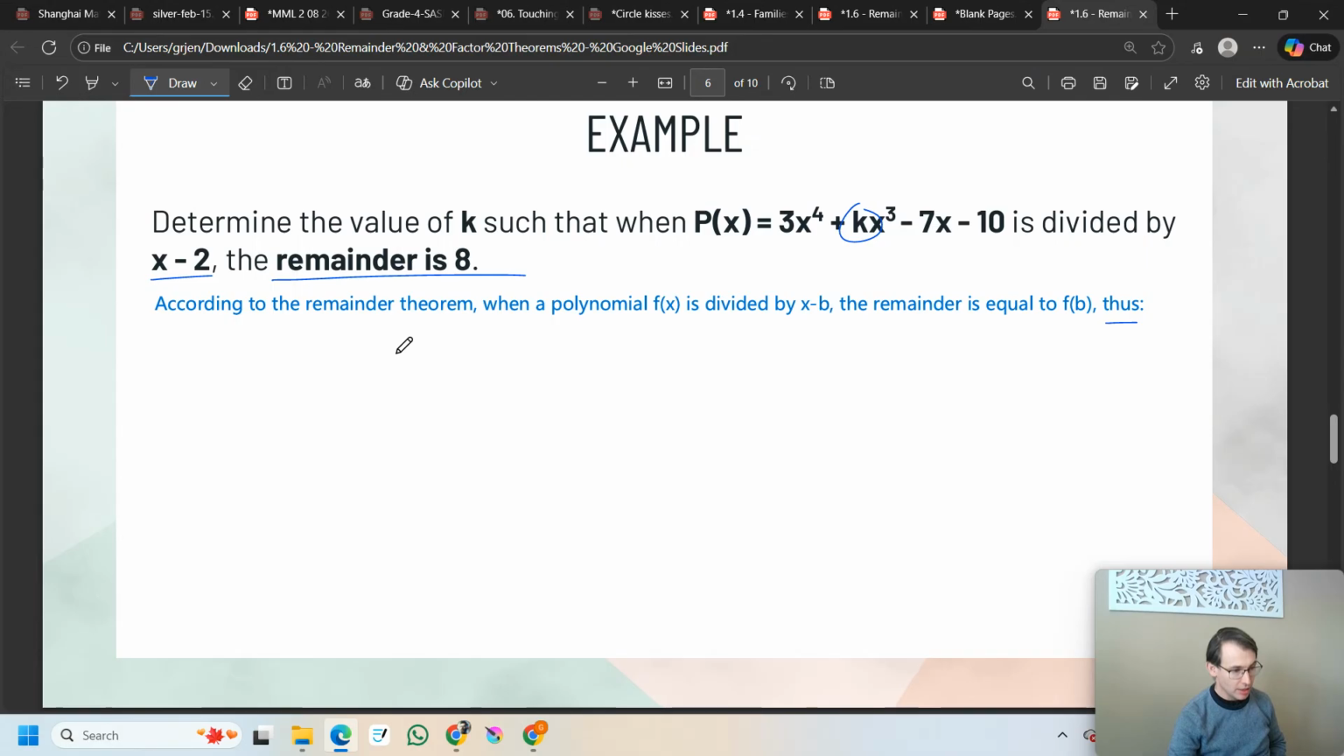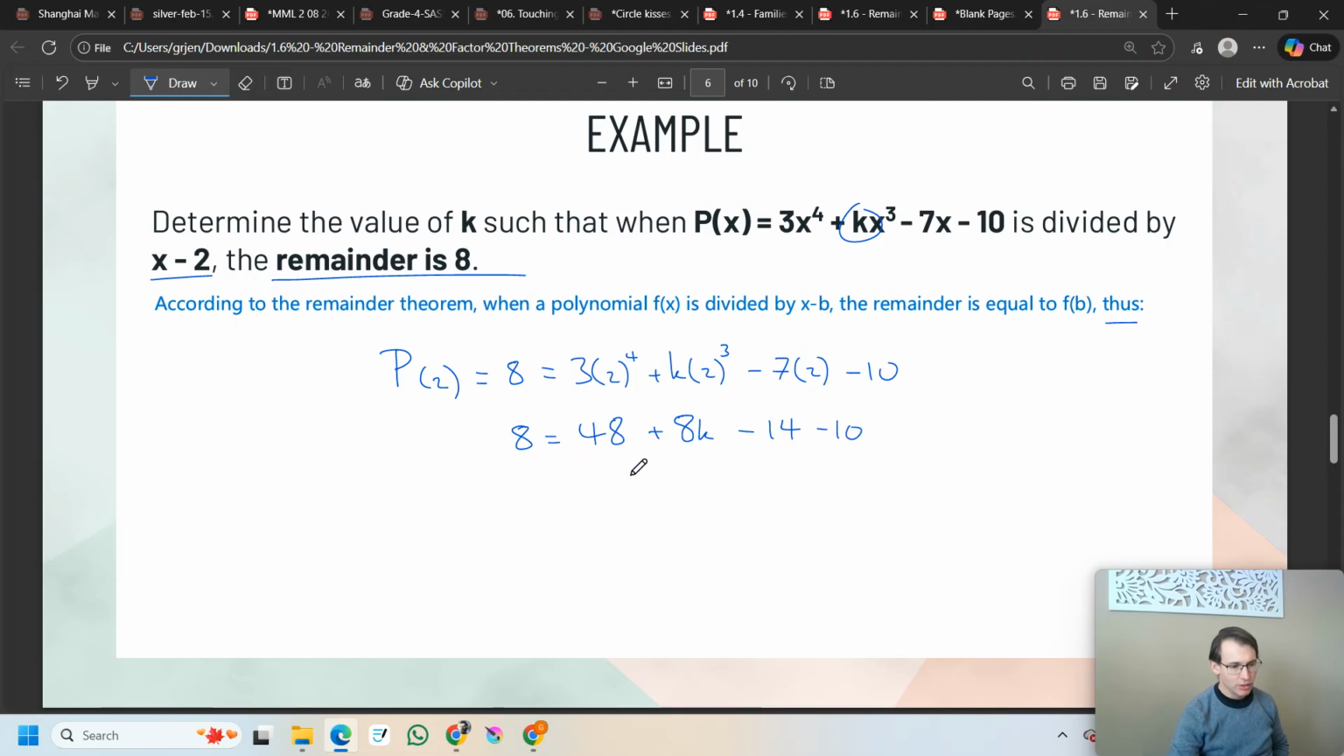So thus what? Algebra follows. P at 2 should be equal to 8, which is equal to 3 times 2 to the 4 plus k times 2 to the 3 minus 7 times 2 minus 10. And we evaluate. 8 is equal to 3 times 2 to the 4, which is 48. Don't be amazed. 2 to the 4 is 16, 16 times 3 is 48. 2 to the 3 is 8, so that's 8k. Don't write k8, 8k, please. 7 times 2 is minus 14, minus 10.